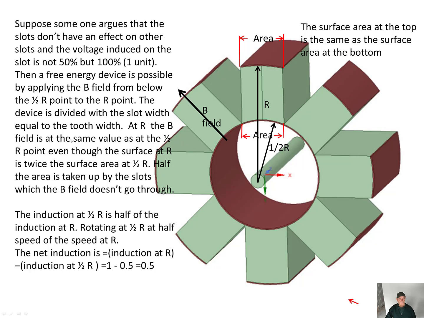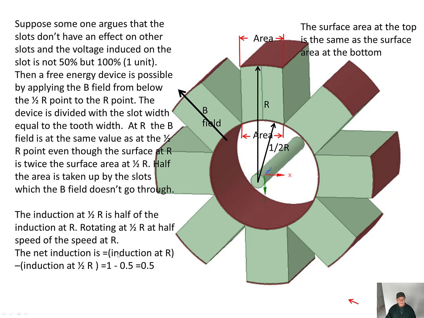At R, the B field is at the same value as at the RF, because half of the area is taken up by the slots, which the B field doesn't go through. The induction at Fr is half of the induction at R. The rotation at Fr is half of the speed at R.